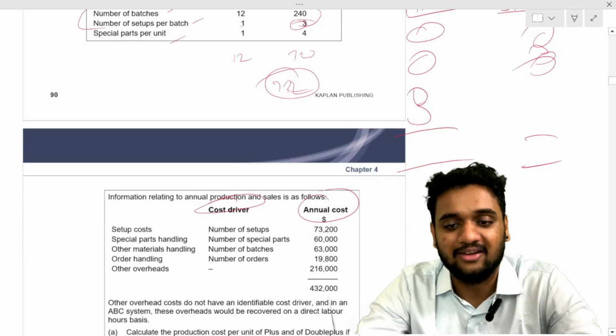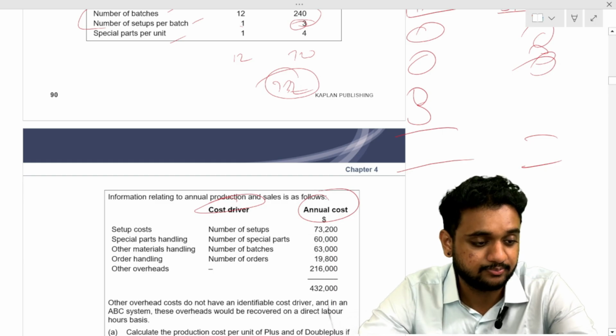Then what will you do? 73,200 divided by 732. If you do, what will you get? 100.